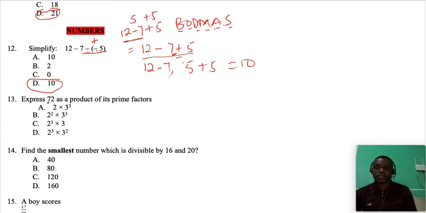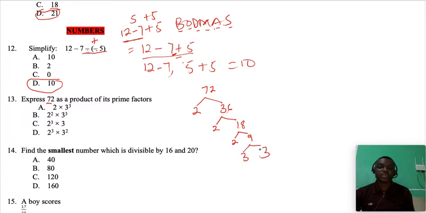We are to express 72 as a product of prime factors. So let's start with 72 here. 2 times what to give us 72? 36. 2 times what to give us 36? 18. 2 times what to give us 18? 9. So now we cannot use 2 again. Let's go to 3. 3 times 3 will give us 9. So now let's write the 2s. How many 2s? 1, 2, 3. How many 3s? 1, 2.